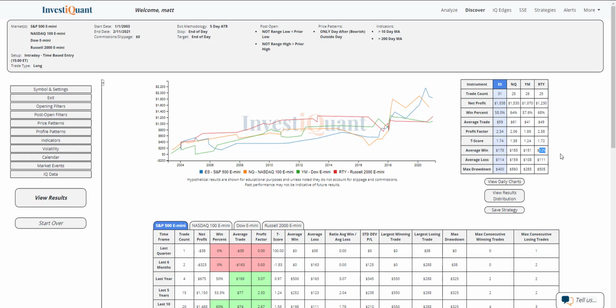So a couple of them have larger average wins compared to the average losses, and then all of them at least mildly bent towards the long side here historically as it approaches the close. You've got the NASDAQ and the Russell being a bit stronger than the S&P and the Dow.